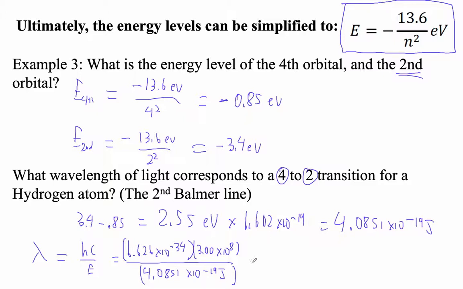And this is 4.866 times 10 to the minus 7th meters, right? Which is, I'll say 487 times 10 to the minus 9th meters, which is equal to 487 nanometers. There we go. So you'll see that's a type of problem that you'll see on, I don't know, I guess presumably on IB tests, right? Okay.